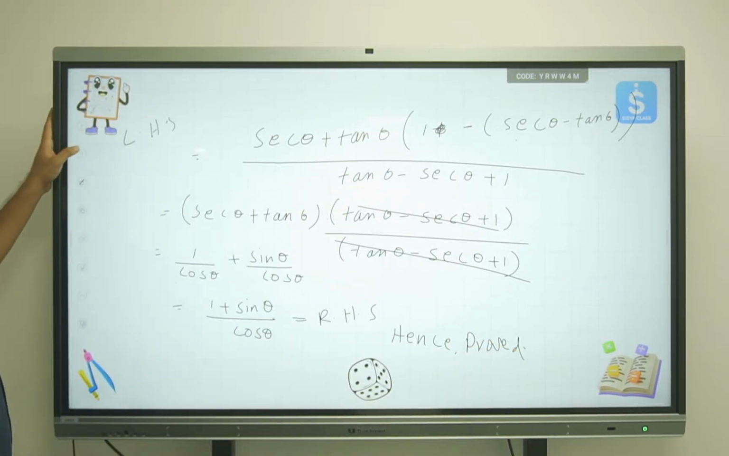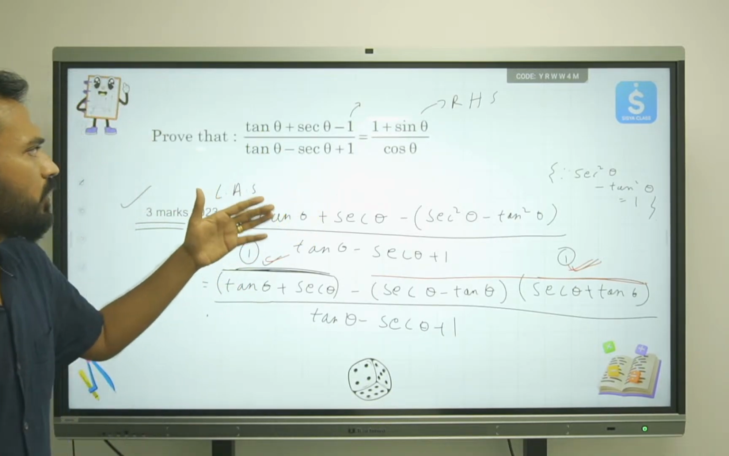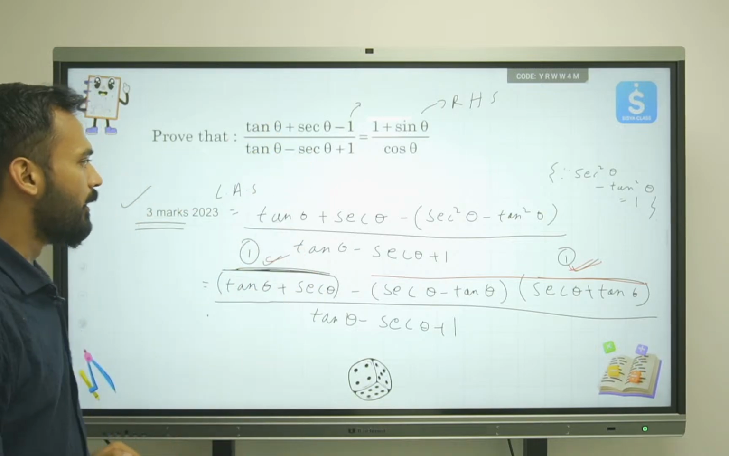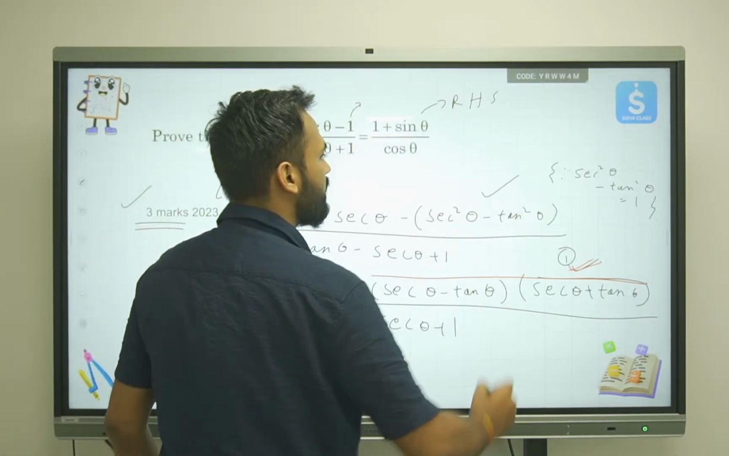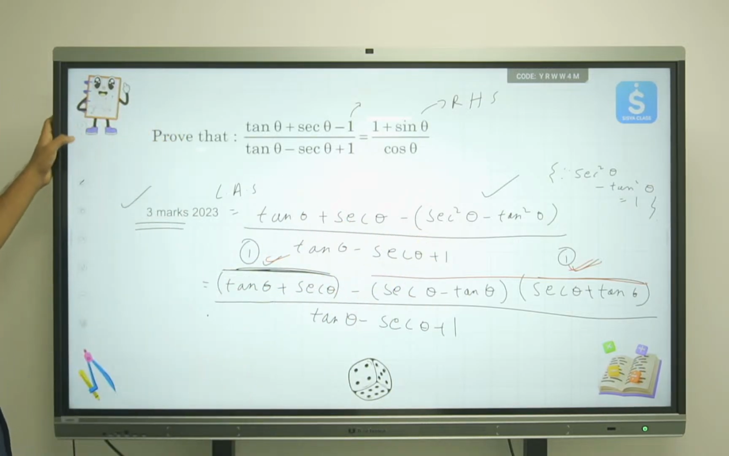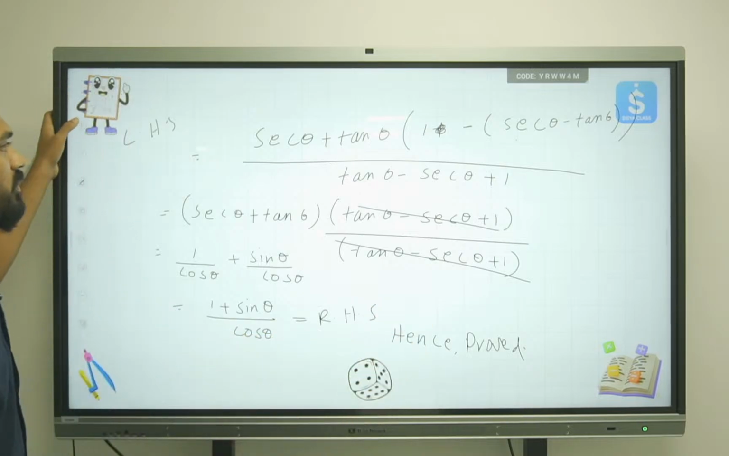So you can use multiple strategies. We could have put tan theta equal to sin theta by cos theta, secant theta equal to 1 by cos theta, and it would have become a very lengthy question. But if you make an intelligent substitution like this and use the identities, this question will be very, very simple. Only 2-3 steps and it will be done and you will get it proved. I hope this is clear.